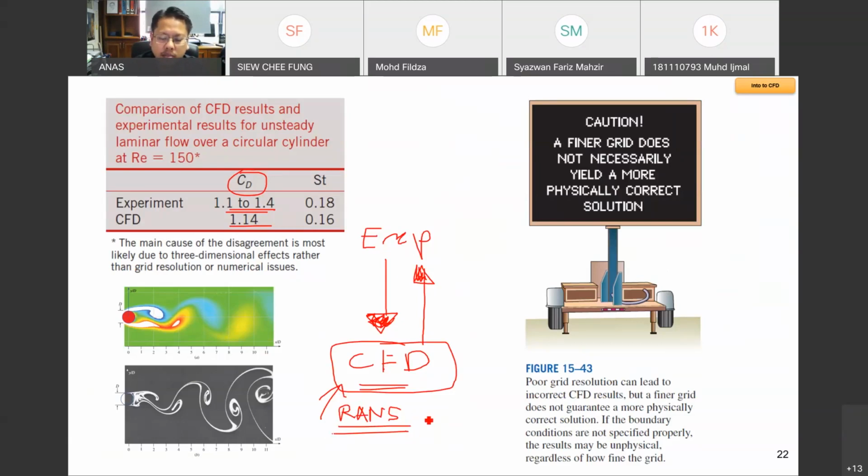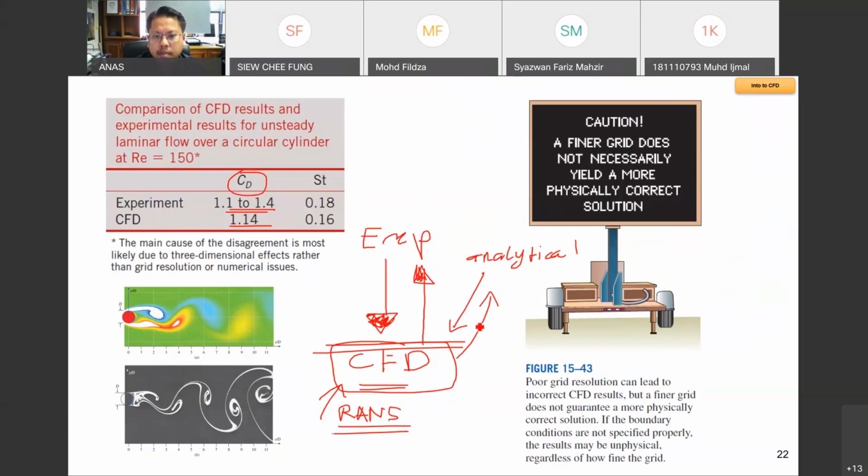Okay, it cannot capture the exact velocity profile at a specific location due to the approximation method that you use. So for example, if we use RANS, then we cannot capture the real phenomena that is happening for the experimental value. So that is why when you use CFD, it needs to be validated either by using experimental or analytical.